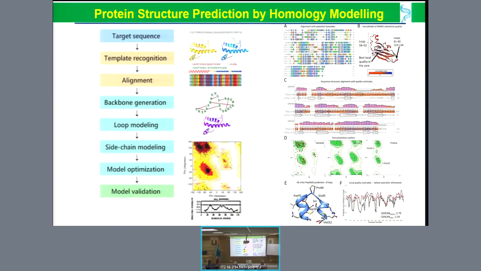While it is doing that, it also starts building the structure of your protein. First, it makes the backbone of your sequence, and if it has any loops hanging here and there, it tries to model the structure of those loops, then side chain modeling. Once it has determined a template structure for your protein, it does model optimization and validation.